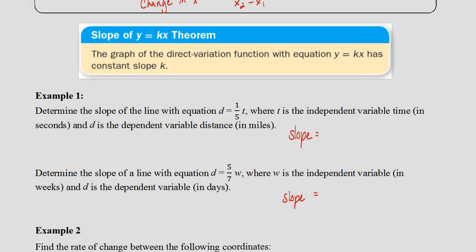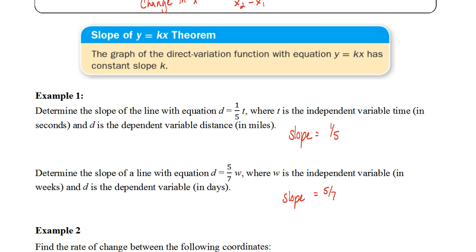So for these two examples, they're pretty easy. When you look at this first one here, it says determine the slope of a line with the equation d equals 1/5 t, where t we can see would be the independent variable for time, and d would be the dependent variable for distance in miles. So for this situation, the slope would just be the 1/5. Once you look at the next equation, you can probably determine really quickly what the slope would be. And if you're saying, well, this is easy, the slope is 5/7, guess what? You are correct. So let's look at some other problems here.